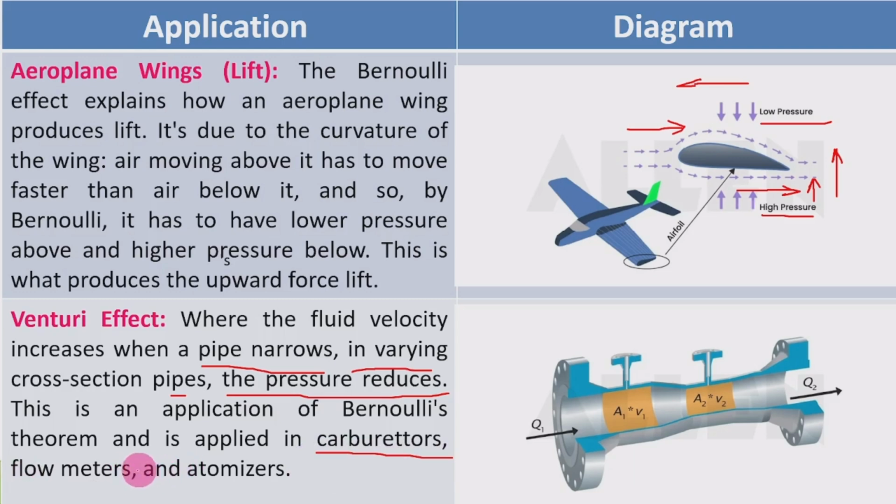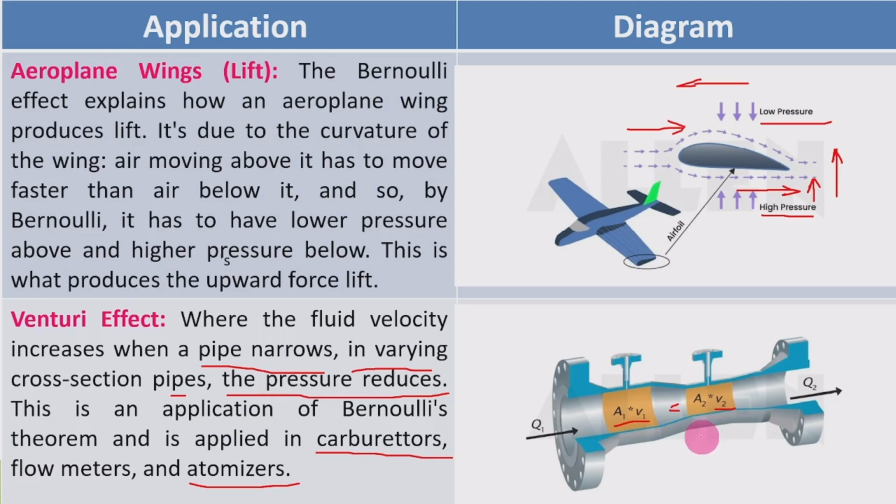We are going to use this venturi effect, where the velocity increases at the narrowed pipe and the pressure decreases, and in atomizers, where the mixing of two fluids takes place. Here we can see there is a larger diameter with a particular velocity, and a smaller diameter where the velocity should increase, and A1 V1 should be equal to A2 V2. That is called the continuity equation.